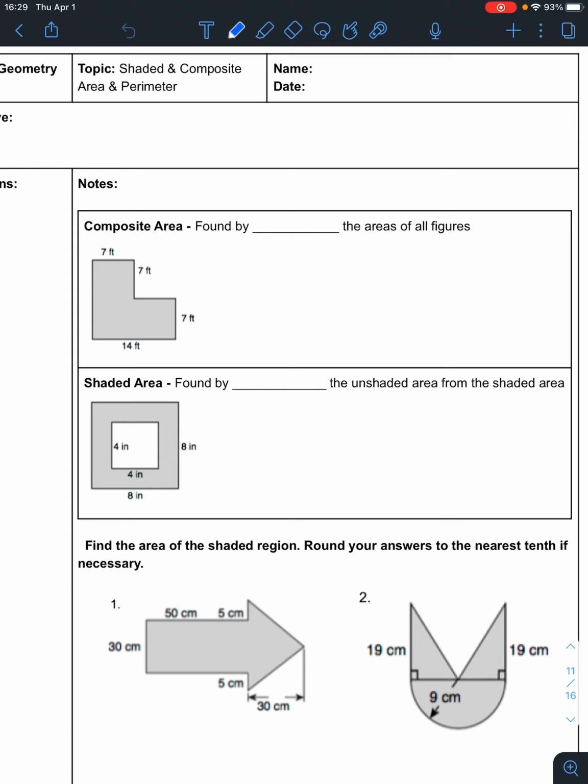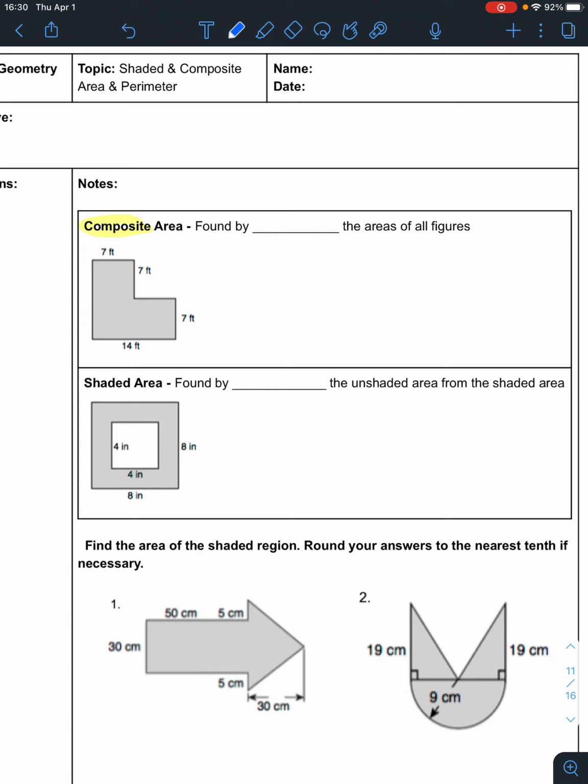So to put everything together that we've been doing, we're going to look at shaded and composite area and perimeter. So the big thing is composite. Students usually see that word and they freak out. Composite just means several shapes put together, like a composite material.